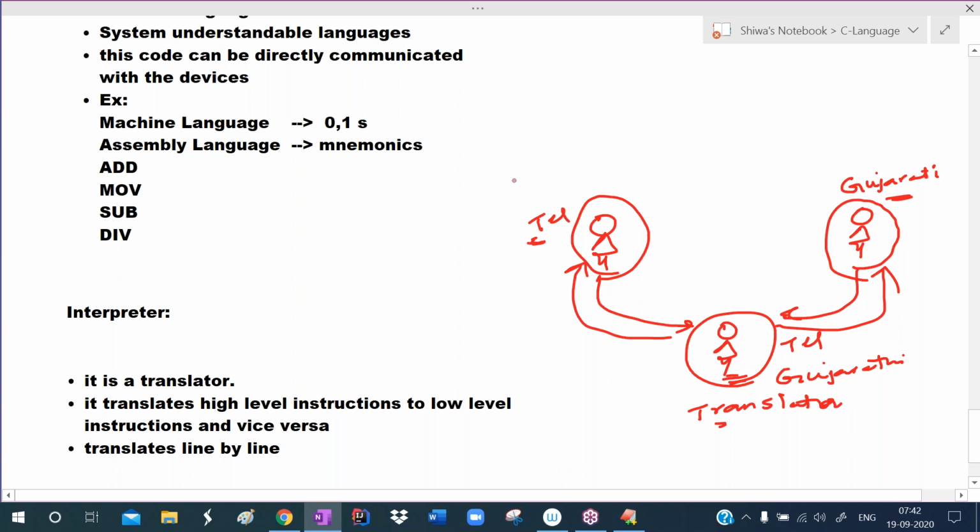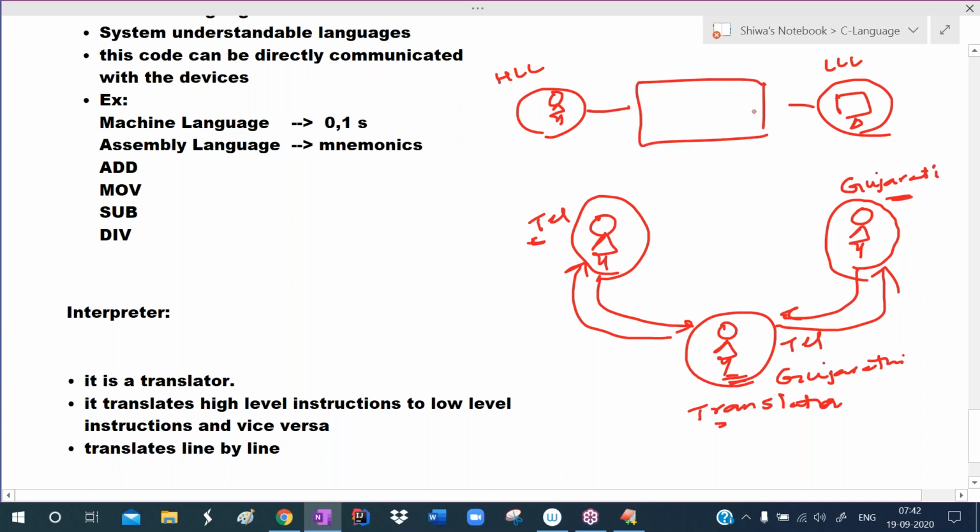Similarly, our language is a high level language. Computer language is a low level language. Our language has English-like words that we can understand. Low level language means zeros and ones. So our language cannot be understood by the computer. Computer cannot understand our language. That's why some translators are required. So we use translators like a compiler or an interpreter. As per our requirement, we can use them. Based on performance and requirement, we use either a compiler or an interpreter, or sometimes both.